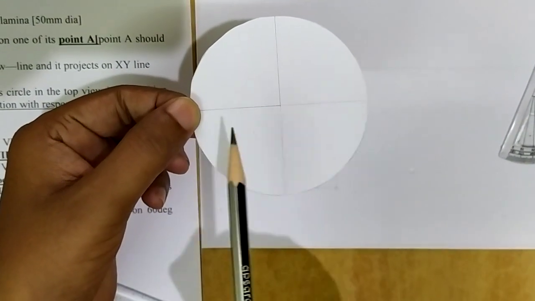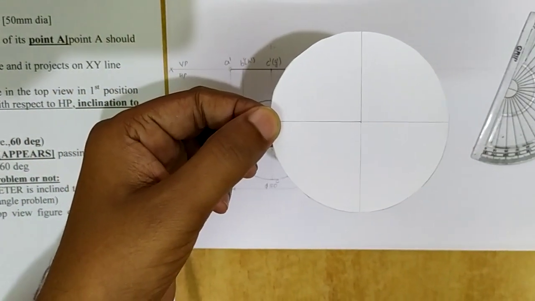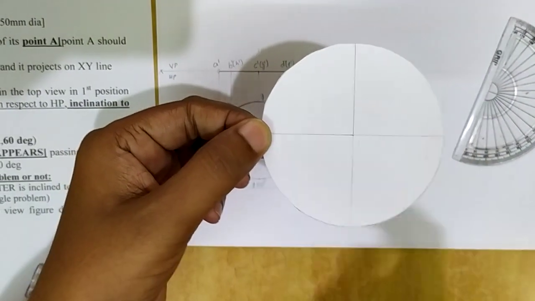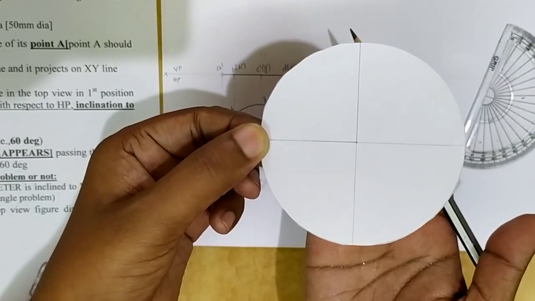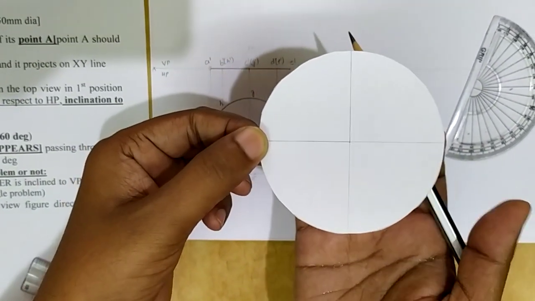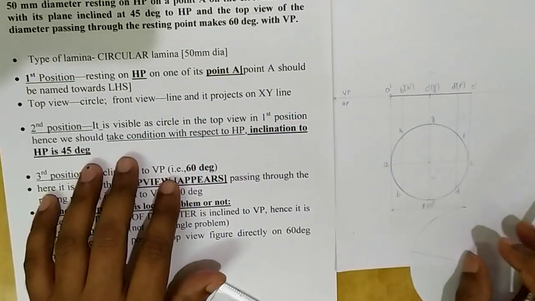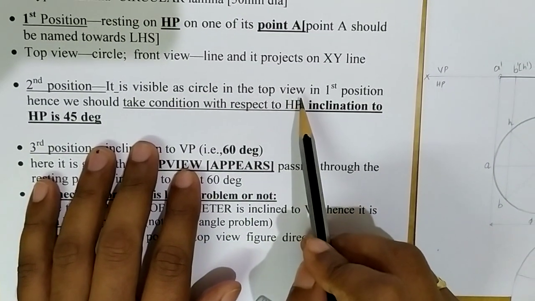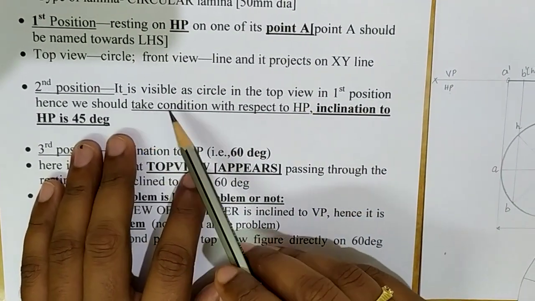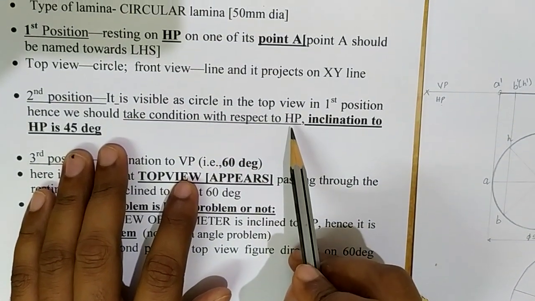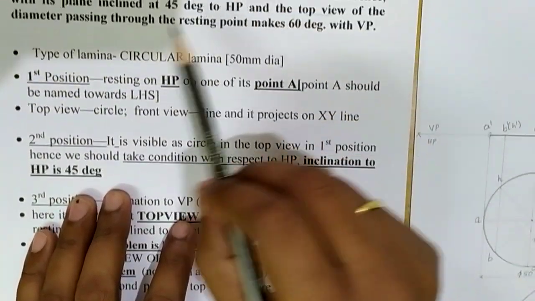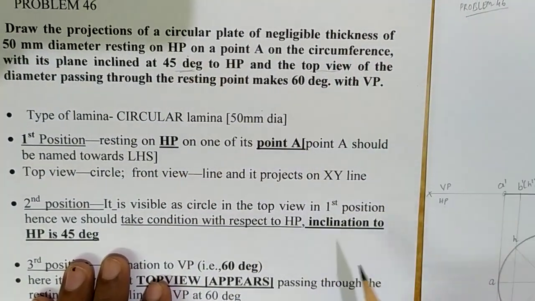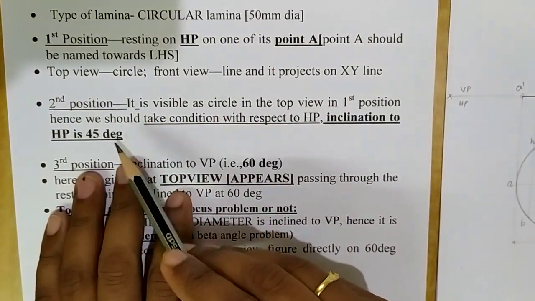With this as my resting point, point A, if I go to the second position, I should take the inclination with respect to HP here, because in the top view it looks like a circle. I should take the inclination with respect to that particular plane where we will get the top view, that is HP. So what is the condition with respect to HP? I have written it here in the second position. It is visible as a circle in the top view in the first position. Hence we should take the condition with respect to HP. Here he has told that its plane is inclined at 45 degrees to HP. What is the angle of inclination? 45 degrees. Inclination with respect to HP is 45 degrees.